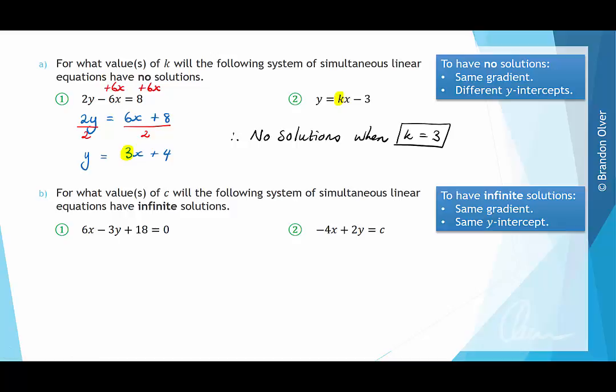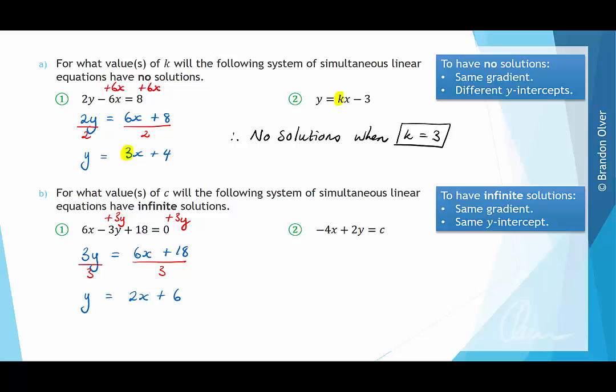So for the first equation, I'm going to start by adding 3y to both sides of the equation. So we find that 3y is equal to 6x plus 18. Then to get y by itself, we divide both sides of the equation by 3. And we find that y is equal to 2x plus 6.